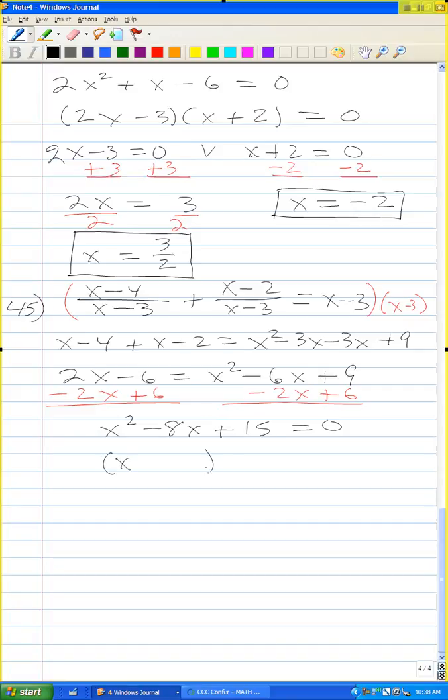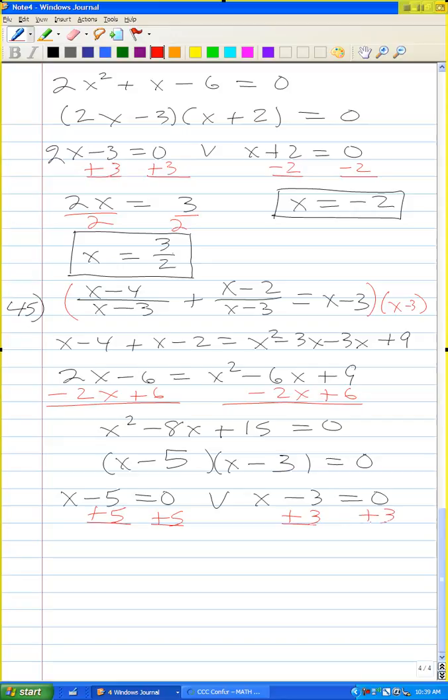Factor. It's a monic polynomial, so it factors nicely. Bring down the minus sign. Minus times plus is minus. I want to find two whole numbers whose product is 15 and whose sum is 8. 5 and 3. Set each factor to 0 and solve for x. Add 5 to both sides of your equation. And so x is equal to positive 5. Add 3 to both sides of your equation. So x is equal to 3.